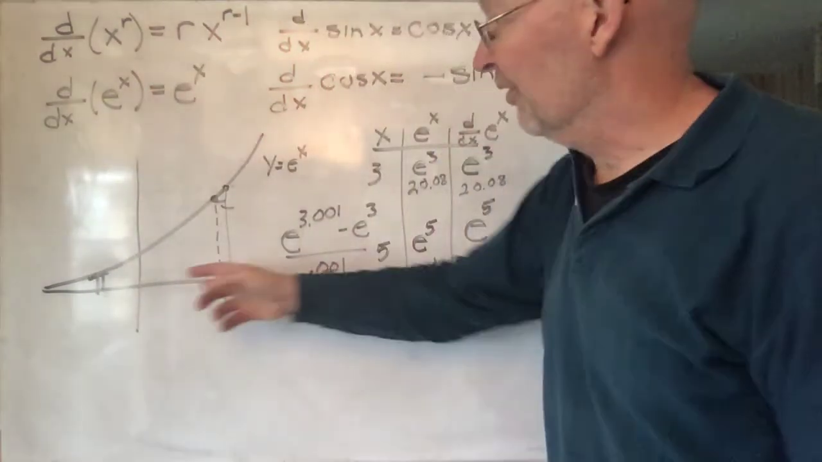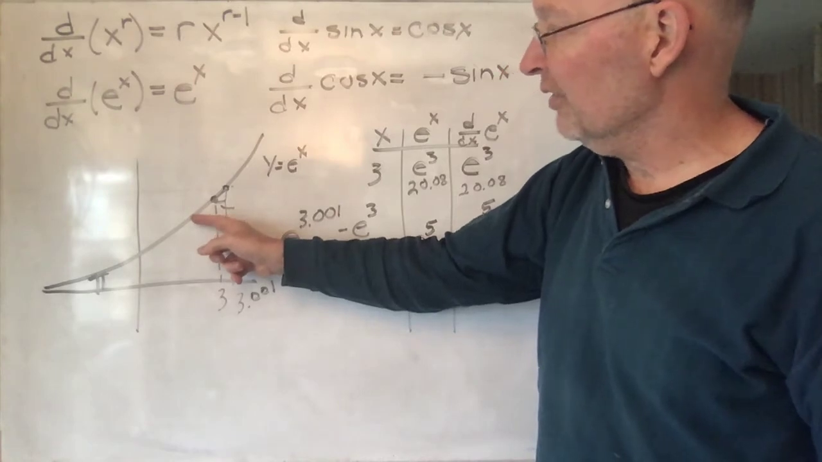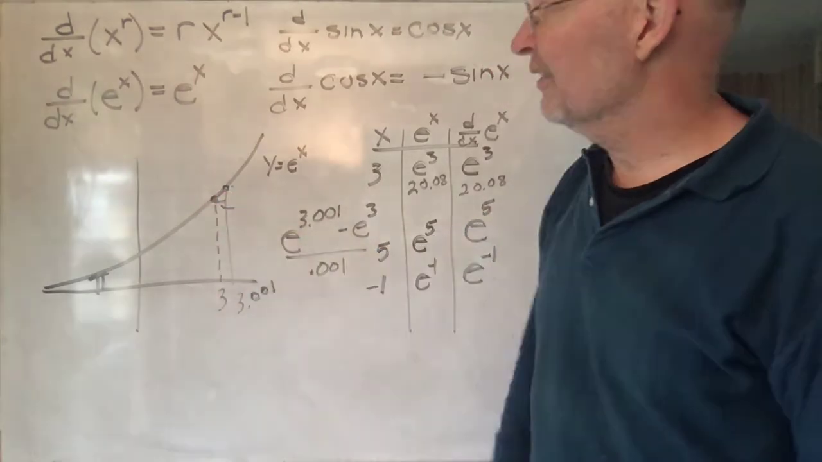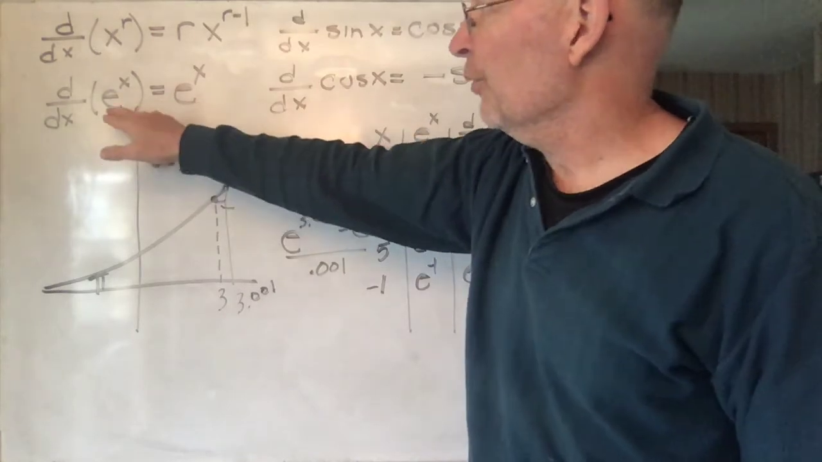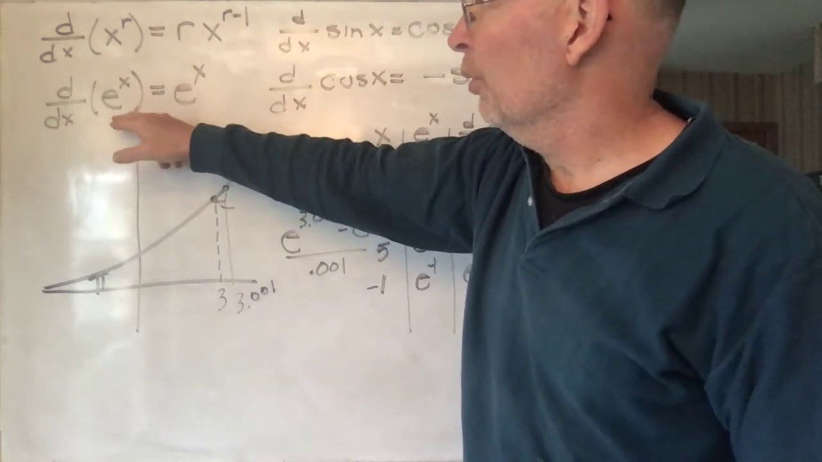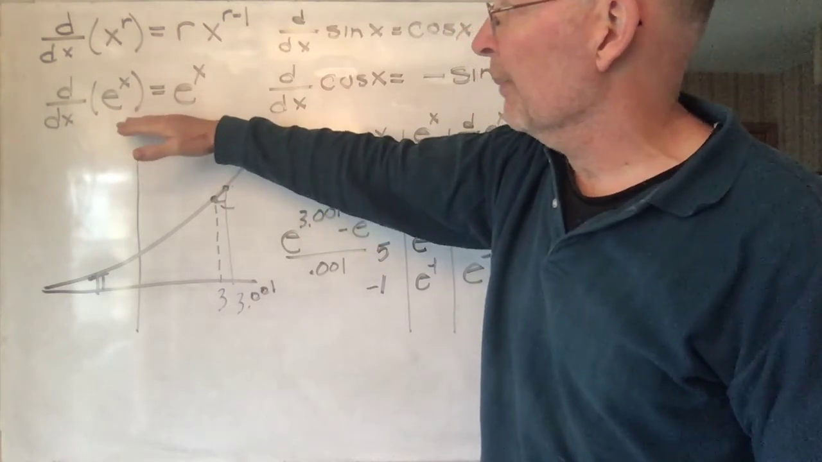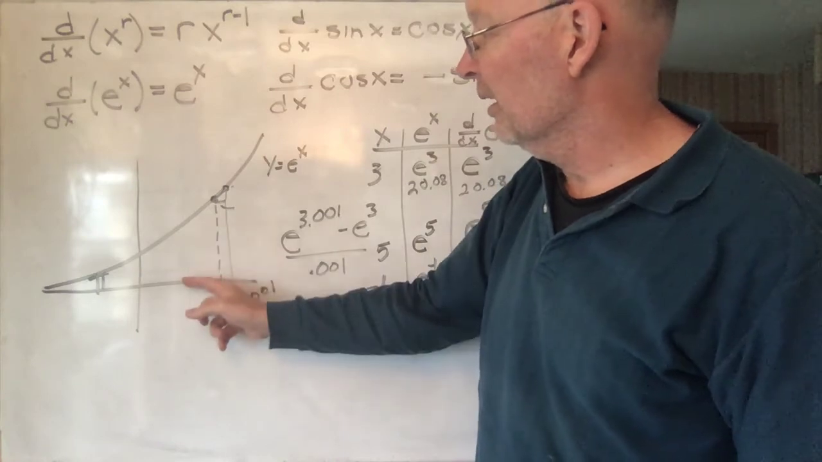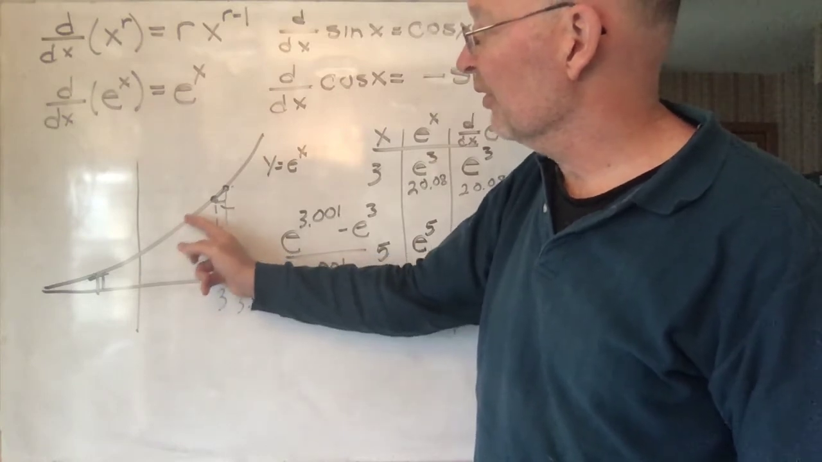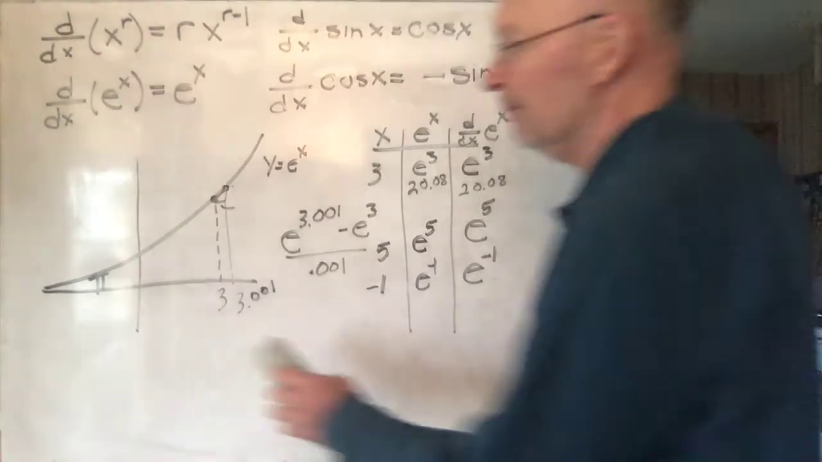In other words, this graph has the property that whatever the height of the function is, the slope is exactly the same. And that's again why e to the x is such a special function. That's why e is so unique and valuable. 2 to the x or 3 to the x don't have that property, but e to the x has the property that at any point, the height of the function is equal to the slope of the function. Very unique. So that's that one.